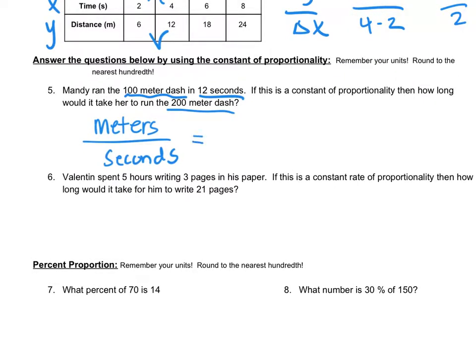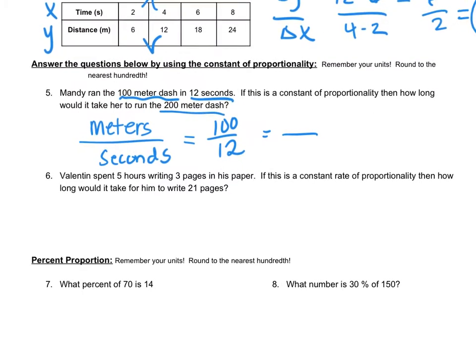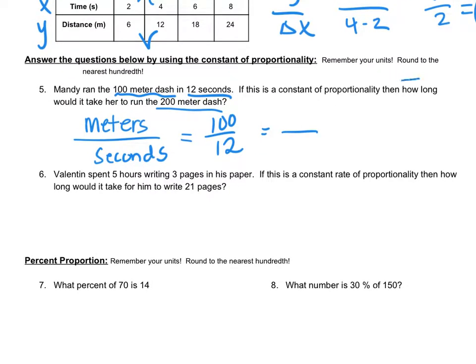And then what do we know? 100 meters in 12 seconds. That she can go 100 meters in 12 seconds. Okay, and then the other half of our proportion is what we don't know. So what am I looking for? How many seconds? The seconds. Right, it said how long would it take her, so the seconds is what I don't know. So that's what's going to be X. And I want to see for the 200.